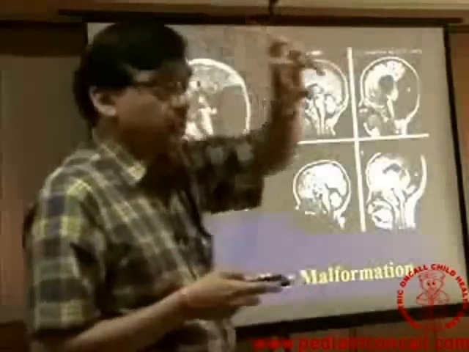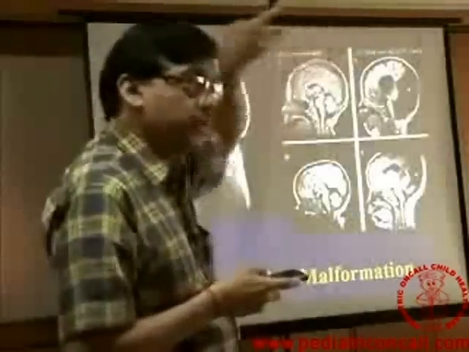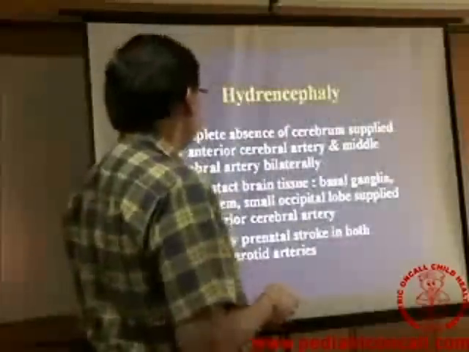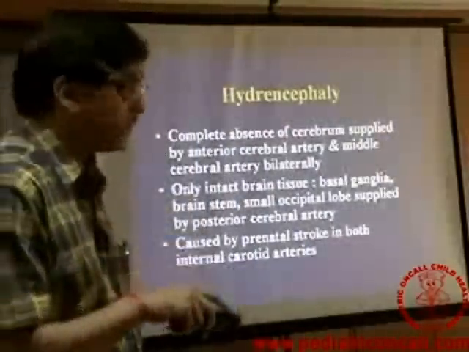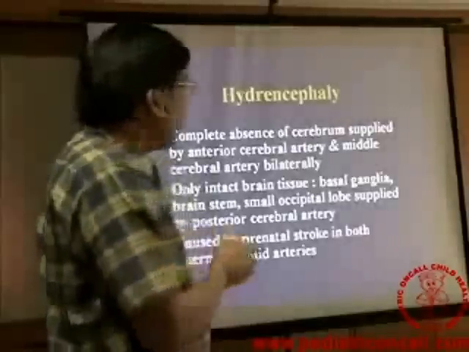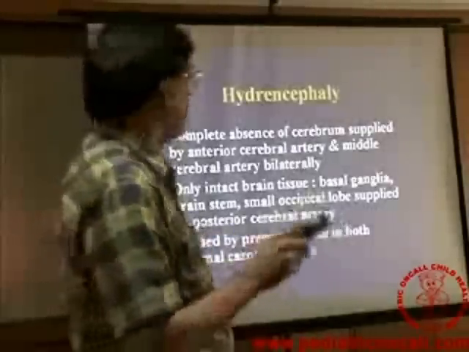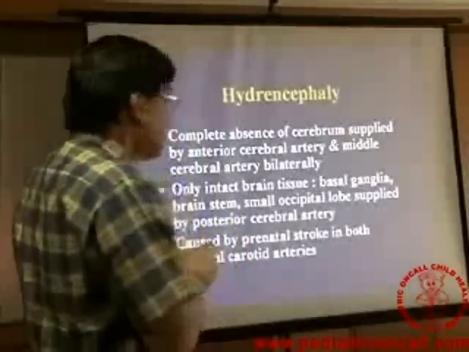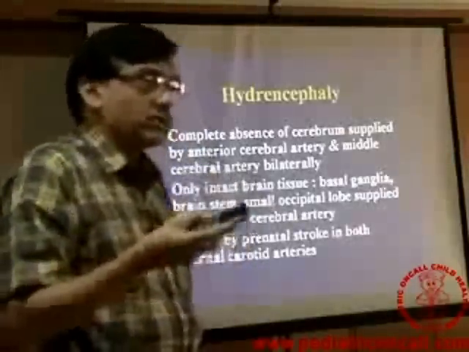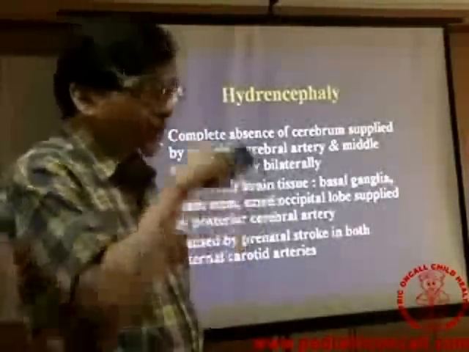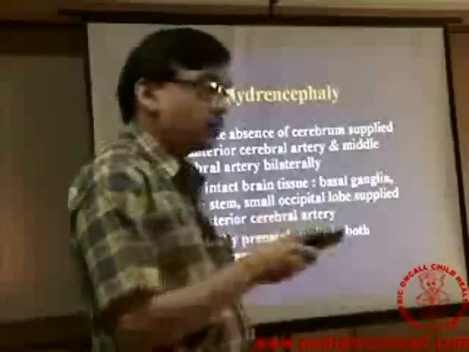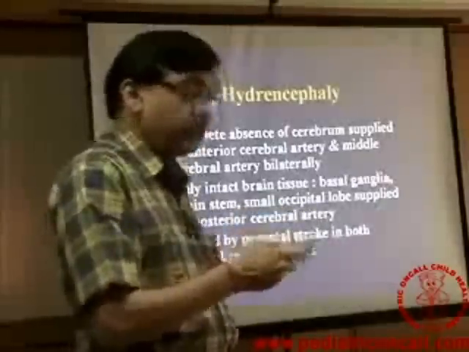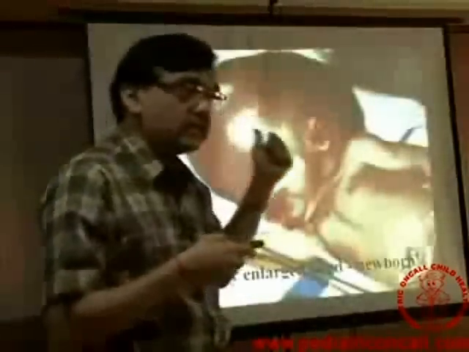So the treatment may be putting in a shunt into the ventricle as well as into the posterior fossa. Now hydranencephaly is a different thing from hydrocephalus. There is almost a complete absence of cerebrum, and this is because it's like a stroke which is prenatal. Out of the three cerebral arteries, the anterior and the middle are both totally blocked, and therefore there is no brain, it's only fluid.